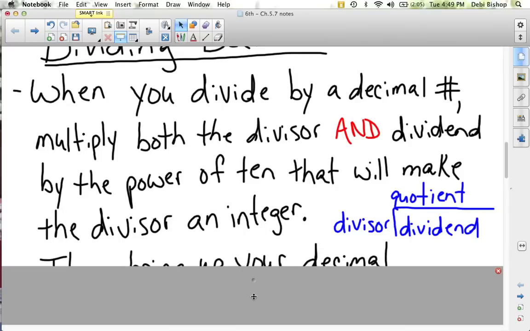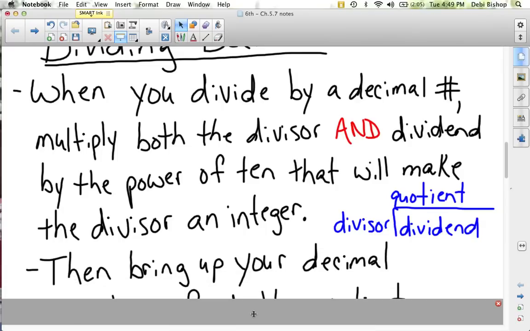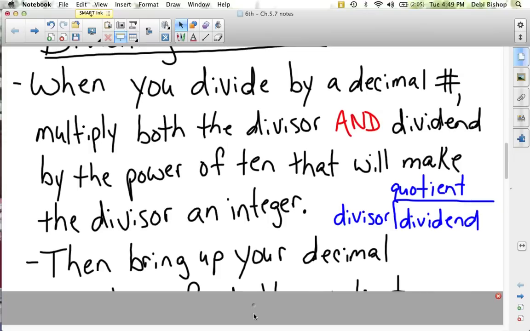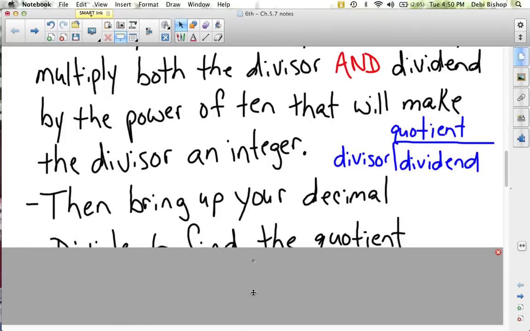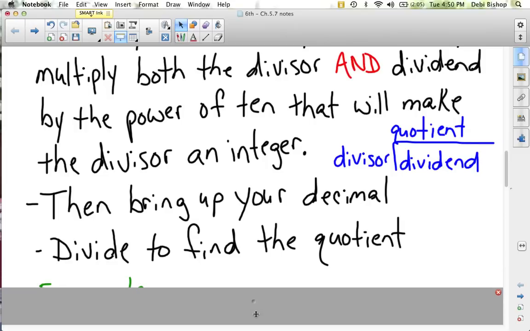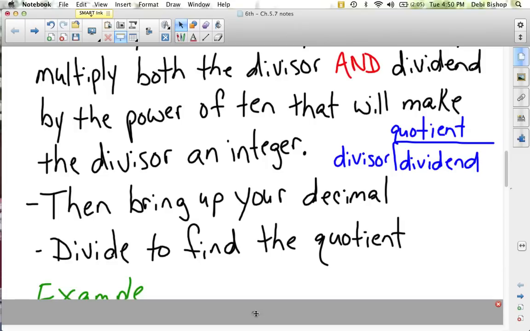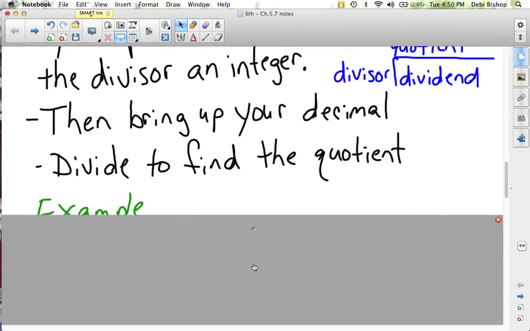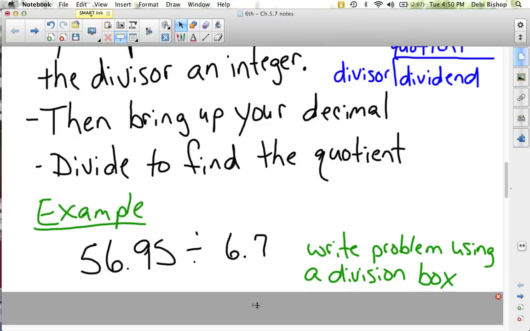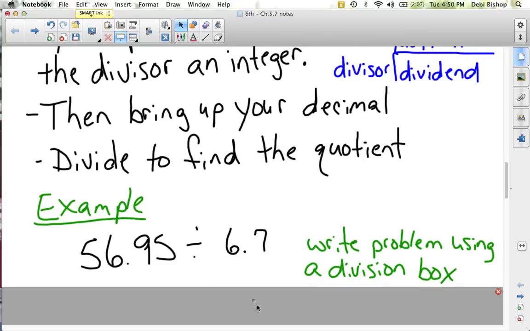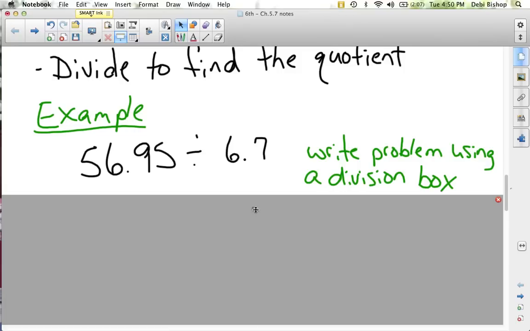So let's move on from there. When you do that, you multiply by your power of 10 on both sides, both your divisor and your dividend. When you're done with that, you bring your decimal up, and divide like you would normally divide to find your quotient. So, for example, we have the number 56 and 95/100 divided by 6 and 7/10. So I write the problem using a division box.